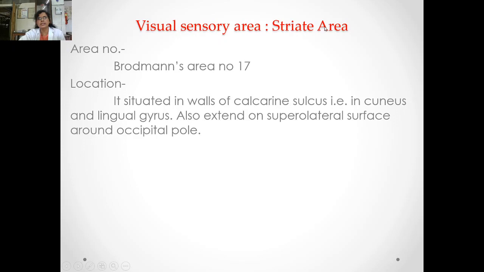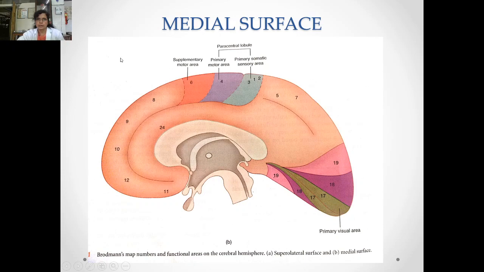It is also called the striate area. Brodmann's area number 17. Location of this area: it is situated in the walls of the calcarine sulcus, that is in the cuneus and lingual gyrus, and also this area extends on the superolateral surface around the occipital pole. So it is present mainly on the medial surface.